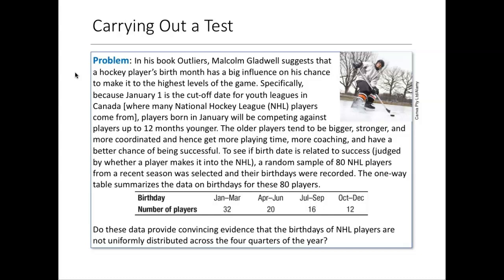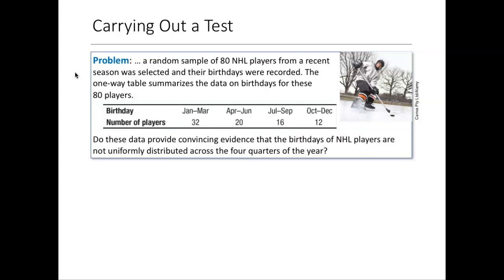Do these data provide convincing evidence that the birthdays of NHL players are not uniformly distributed across the 4 quarters of the year? All right. So let's go ahead and run this one the full way through. Let's go with our null hypothesis. What should our null hypothesis be in this case? What do we want to assume?